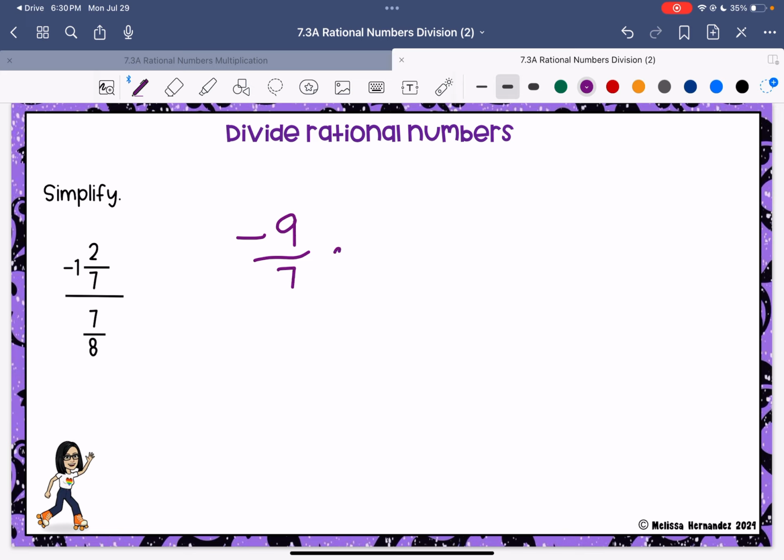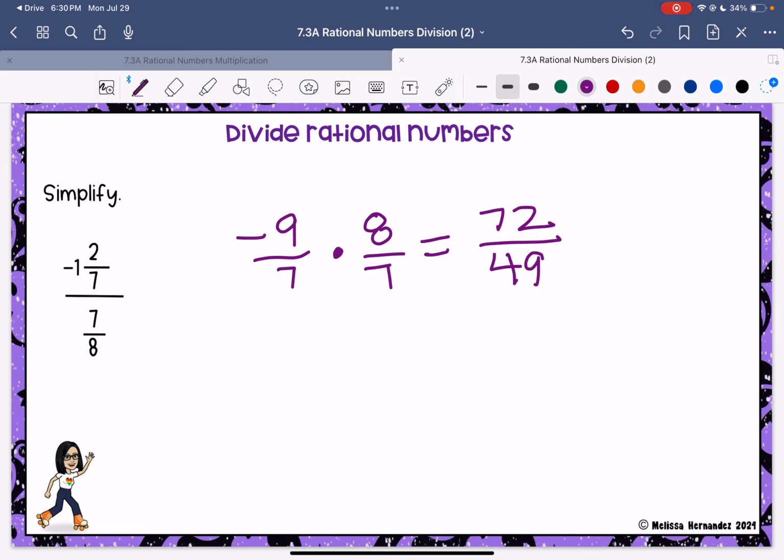When I say multiply by the reciprocal, what I'm saying is flip the second one. The reciprocal of 7/8 is 8/7. I'm going to multiply straight across, and I'm going to end up with 72 over 49. And so for the sign, you have to look at it like this.